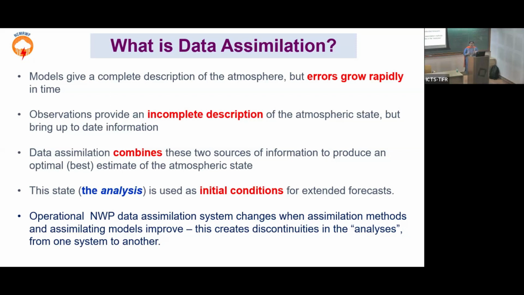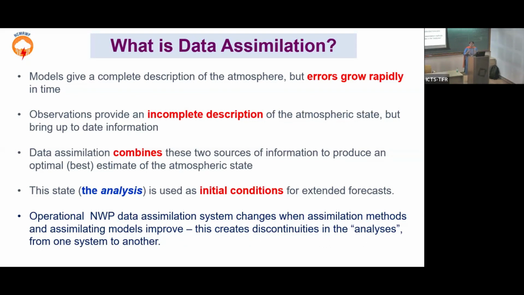The state we call the analysis is used as the initial condition for the extended forecast. So these are the things happening in the operational setting, or when you are doing any experiment: we generate the analysis and then we do the forecast. For the operational NWP, the assimilation system changes when the assimilation method and the assimilating models improve.